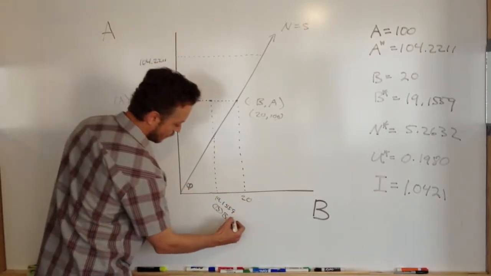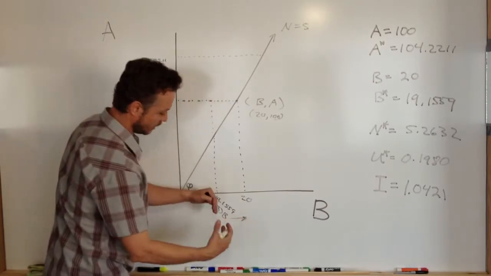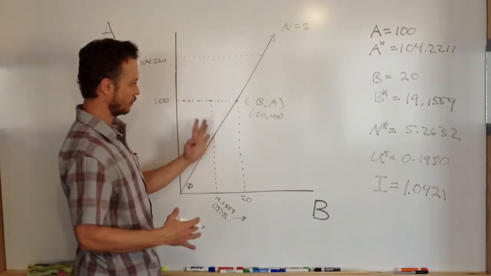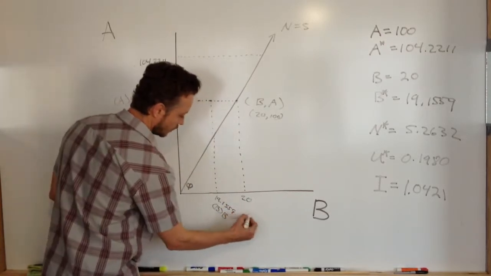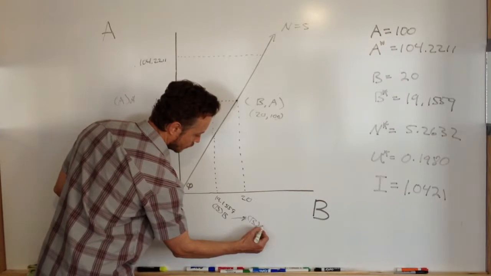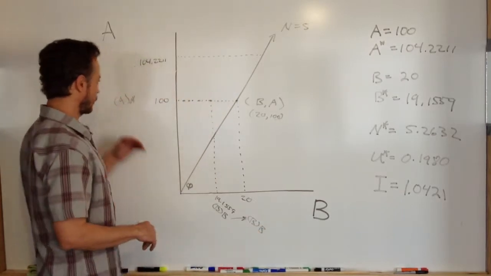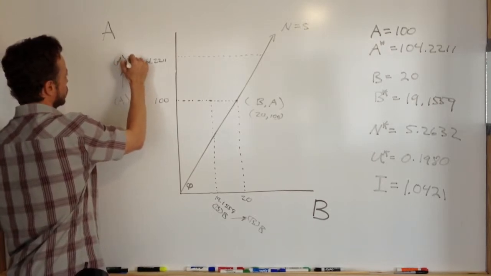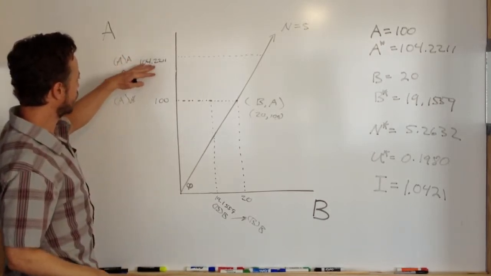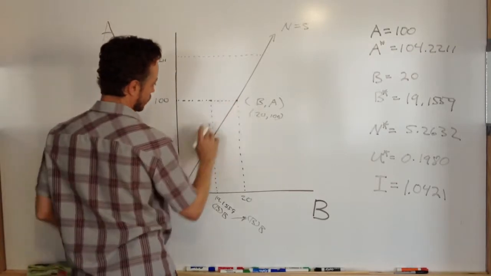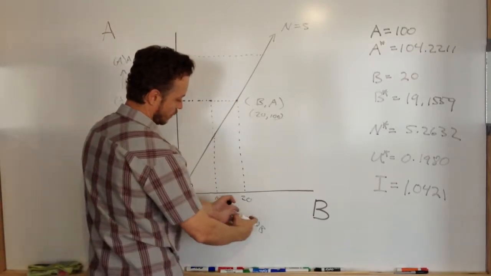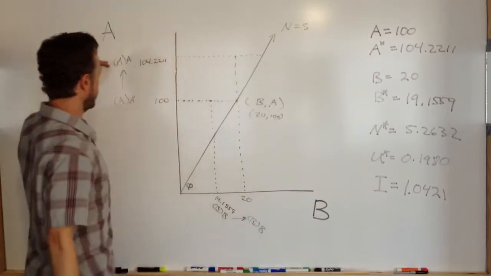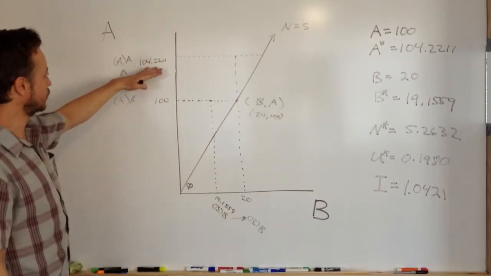So then, when B progressively ends up at the same time, noon, now being 20, A has progressed relative to themselves to 104.221. So when B is 20, A is 104.2211.